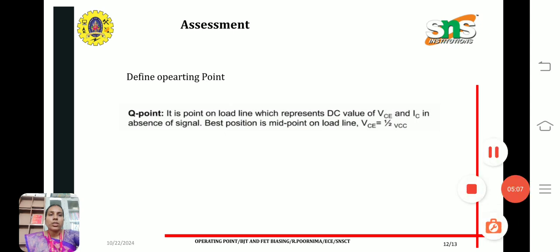Assessment question: define operating point. It is the point on the load line which represents the DC values of VCE and IC in the absence of the signal. The best position is the midpoint on the load line, VCE equal to half VCC.